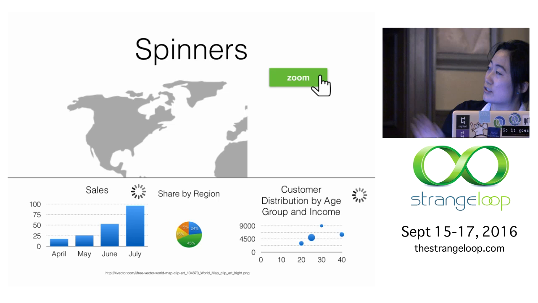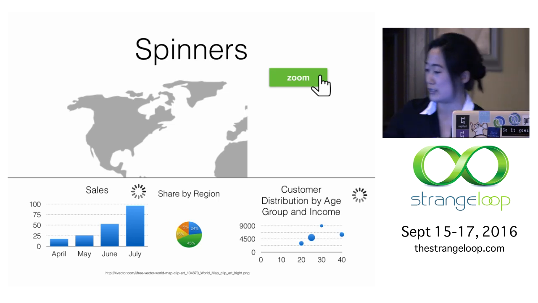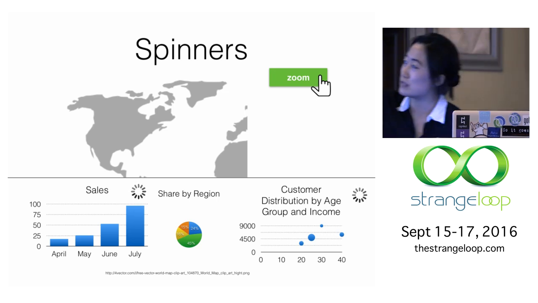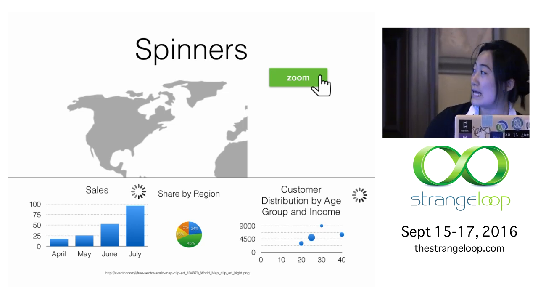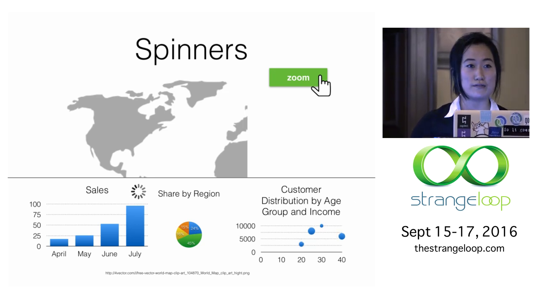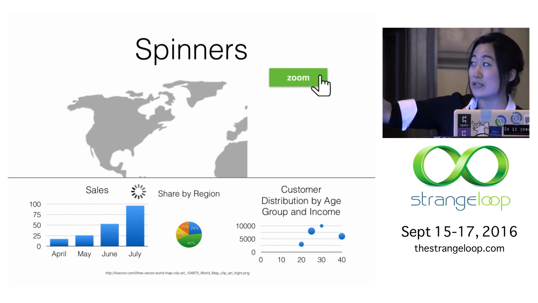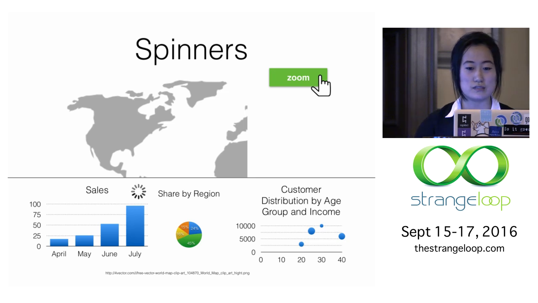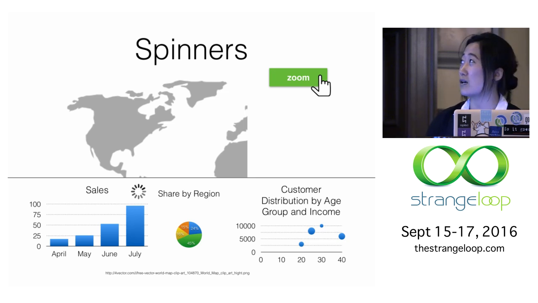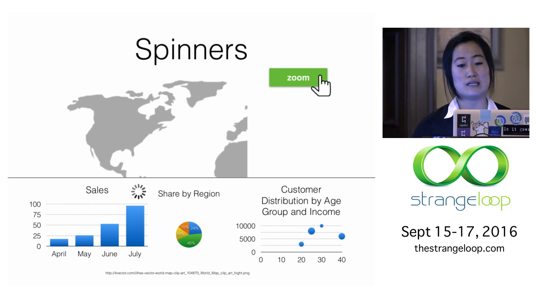Another solution is using spinners. After we perform the zoom, the sales and customer distribution start to load, and then when the customer distribution arrives, the spinner stops. Great, we know exactly what's going on, and we know that we shouldn't trust the sales visualization, so we wouldn't make the wrong conclusions. However, I would make the argument that spinners are sometimes not enough.